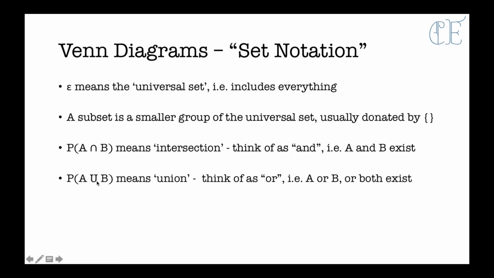Probability of A, U, B, well it's not really a U, but it looks like a U, means the union of. So think of it as A or B. So this is the probability of A or B happening.